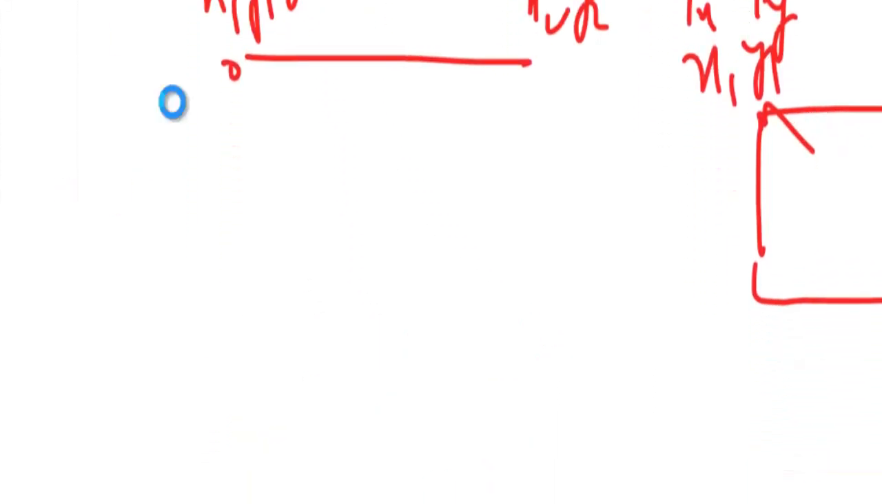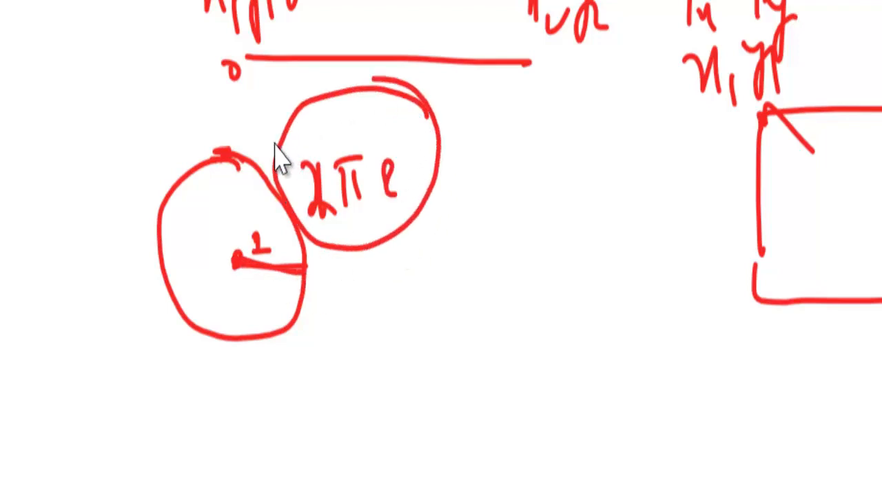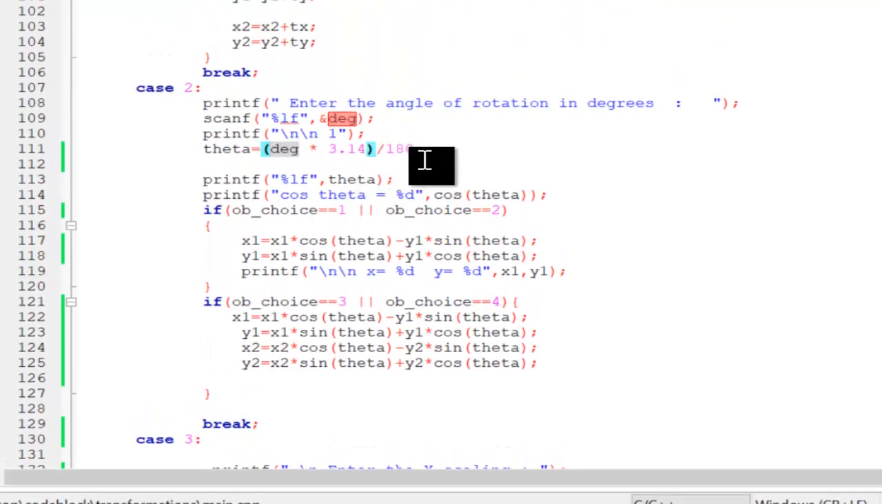Basically, we have the whole circle. If it is a unit circle and it completes one total arc, this arc is 2 pi, and with r it is 2 pi r. From this formula we calculate from degree to radians: degree times 3.14, that is pi, divided by 180. So this is the formula for getting the values in radians.